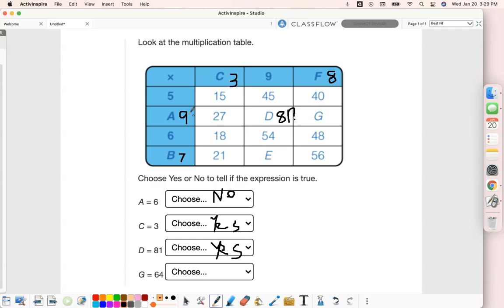And then for letter G, I'm looking at 9 times 8, which is 72. So could letter G be 64? No, because it's 72.